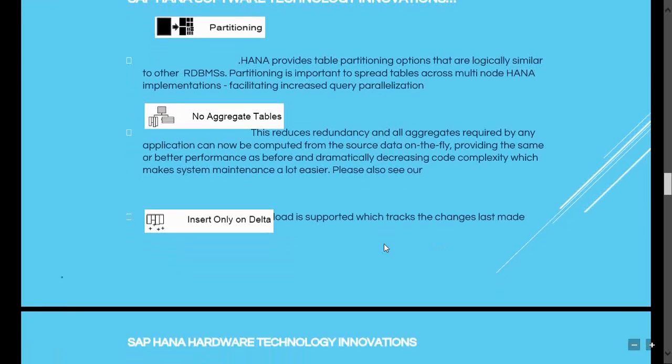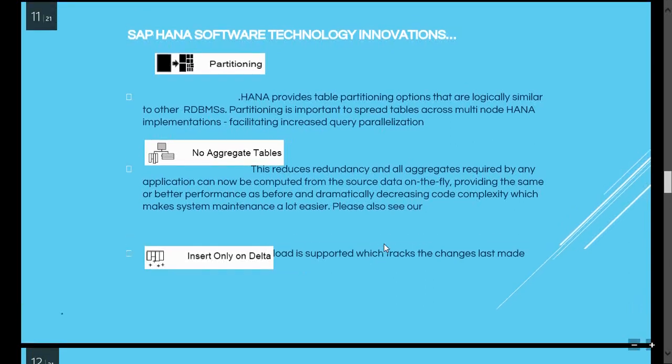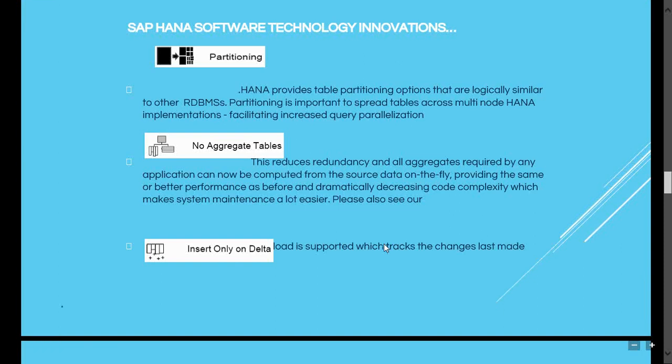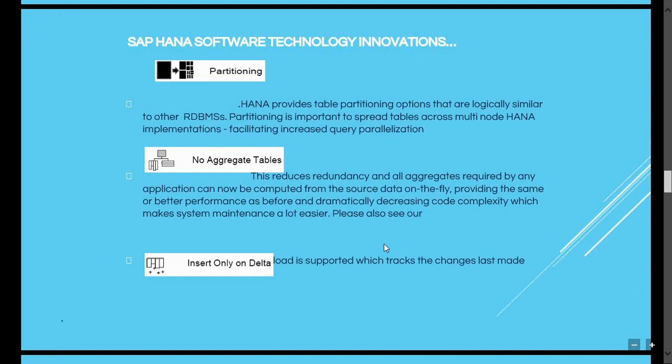Next is insert only on delta. To know this topic, we need to know what is delta load, full load or initial load. As of now, I'll just tell you delta load is nothing but this: in real-time replication or any type of replication, if you have chosen delta load, it gets you the changes that you make in the source system into the target system. Only those changes. After the initial load, whatever changes are made to the source system are replicated into your target system whenever we choose delta loads. Only the changes.